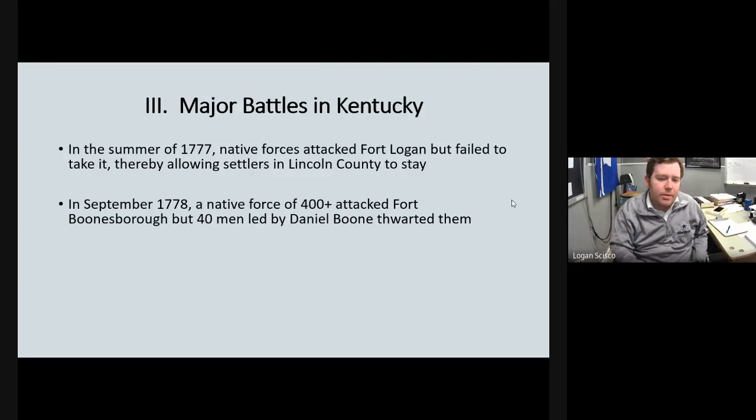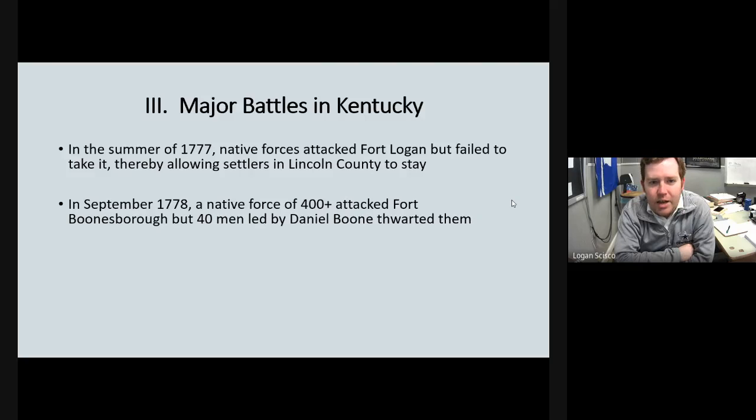The next year, in September of 1778, a native force of about 400 attacked Fort Boonesboro. This was against only 40 men that were led by Daniel Boone. But again, forts were very tough to take over, even for a very sizable force. The natives tried to set fire to Fort Boonesboro, but rain made those fires go out. Also, Daniel Boone kind of exaggerated the size of his force, and eventually the natives were persuaded to give up.